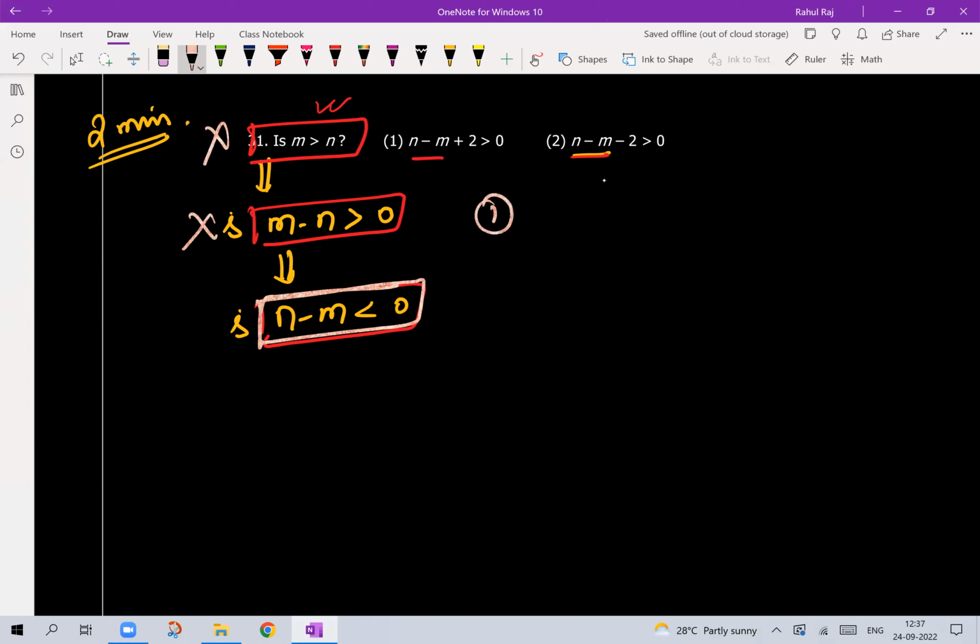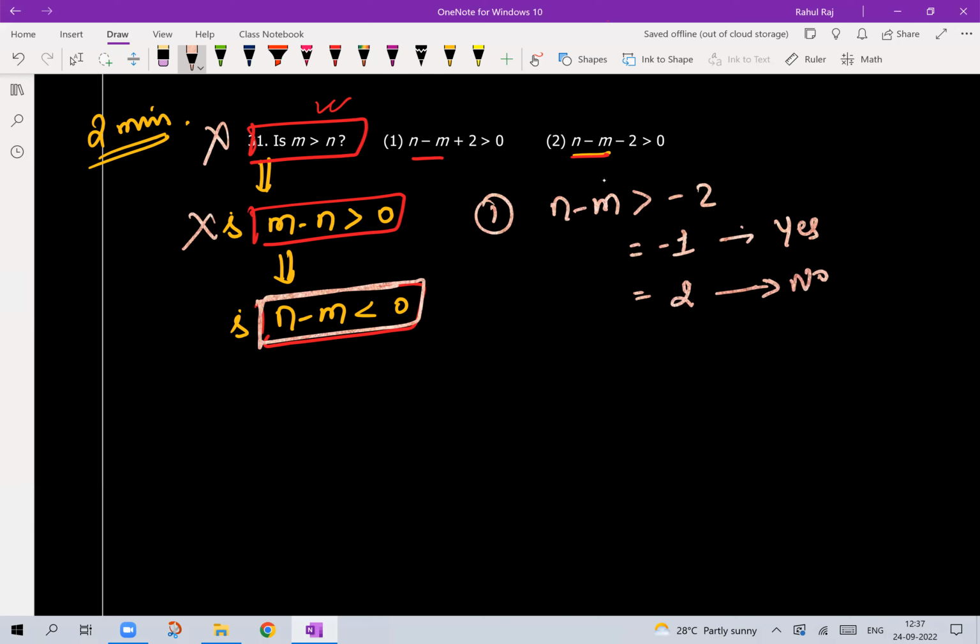Option number 1 says what? n minus m is greater than negative 2. If n minus m is greater than negative 2, it can be equal to negative 1. It can be equal to 2. So this is a yes situation, that n minus m is less than 0. Here n minus m is equal to 2. This is a no situation.